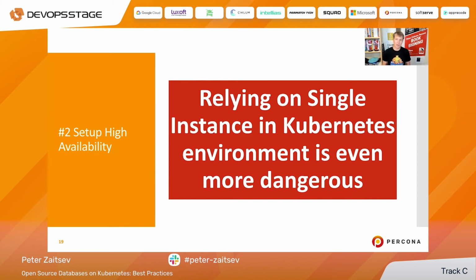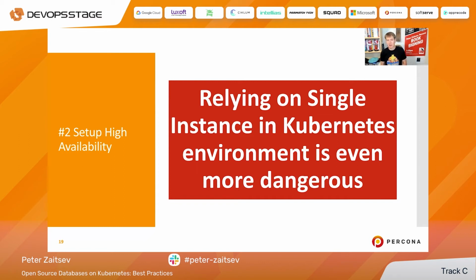Well, the reason, of course, is that you can't really rely on a single instance in Kubernetes, right? Because it is possible, let's say, a pod needs to be rescheduled, that instance has to go down. And for production, at least, you do not want that to be happening.